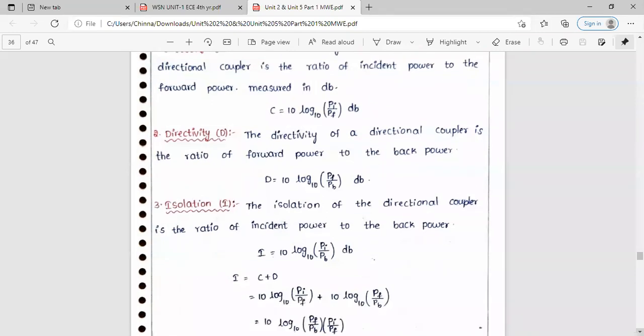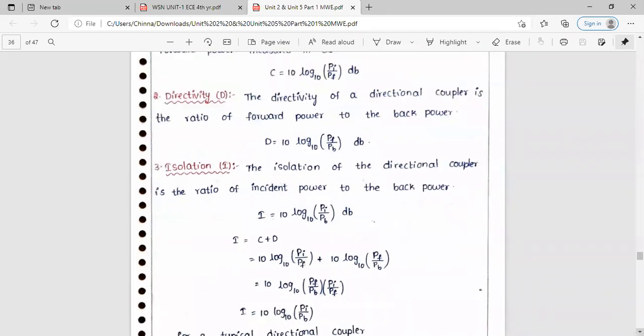And coming to the directivity, the directivity of the directional coupler is defined as the ratio of the forwarded power to the backward power. So we take port 3 by port 4. Directivity is equal to 10 log base 10 of PF by PB in dB. That is, forwarded power to the backward power.